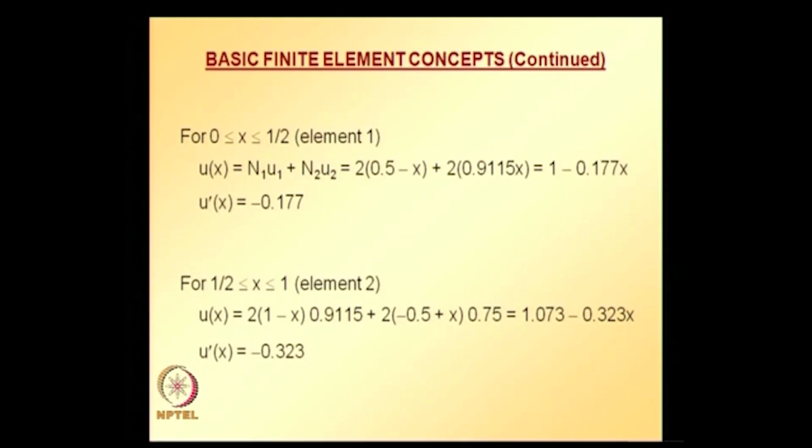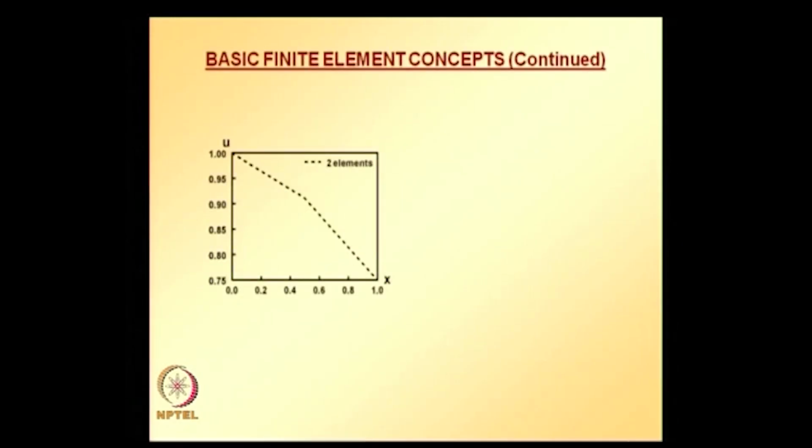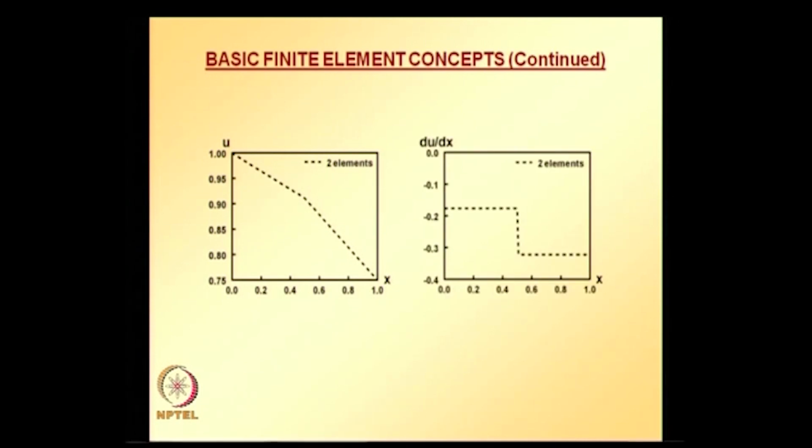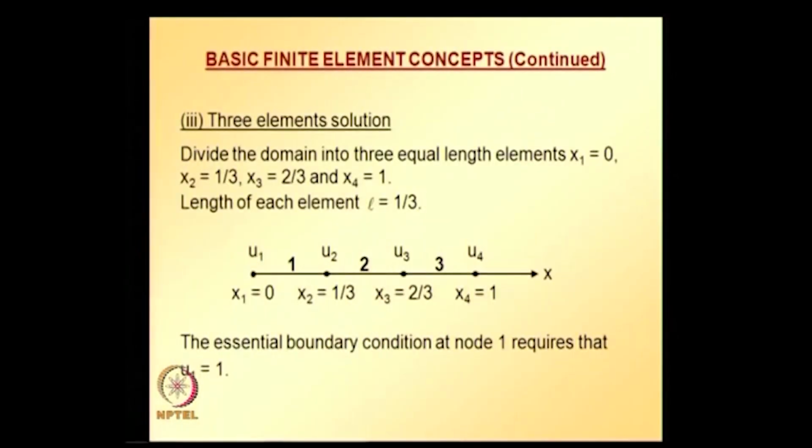And now we have the approximate solution in element 1 and the derivative of it in element 1, the approximate solution in element 2 and the derivative of it in element 2. So, now we are ready to plot. This is how the solution looks using two elements, and the derivative of the solution using two elements. Still we are not sure whether our solution is converged or not. So, we can go further and use three elements.